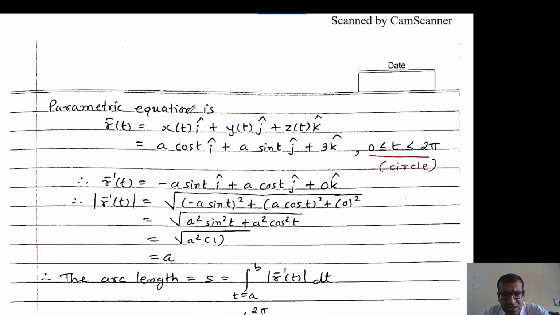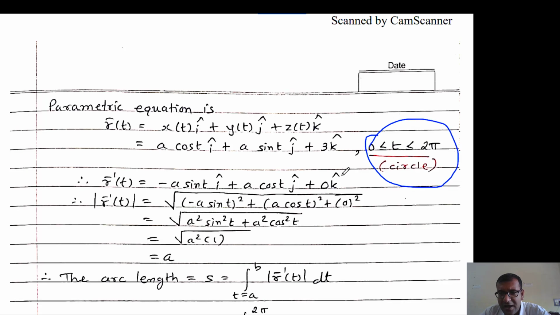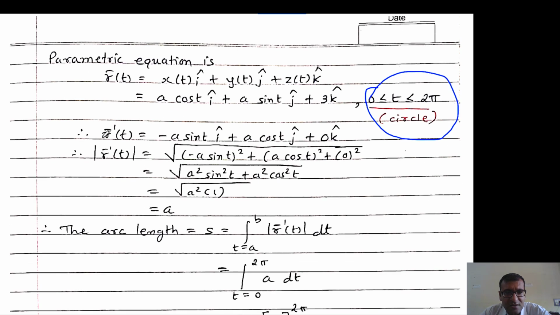Okay, so parametric equation is r bar of t is x of t i plus y of t j plus z of t k. What is x of t? A cos t into i, plus what is y of t? A sin t into j, plus z of t k, but z is equal to 3. So it is a cos t i plus a sin t j plus 3k. And what is the limit of t? See, since it is a circle, the limit of t is 0 to 2 pi. Okay, and what is mod r bar dash of t? Sorry, first we have to find r bar dash of t.